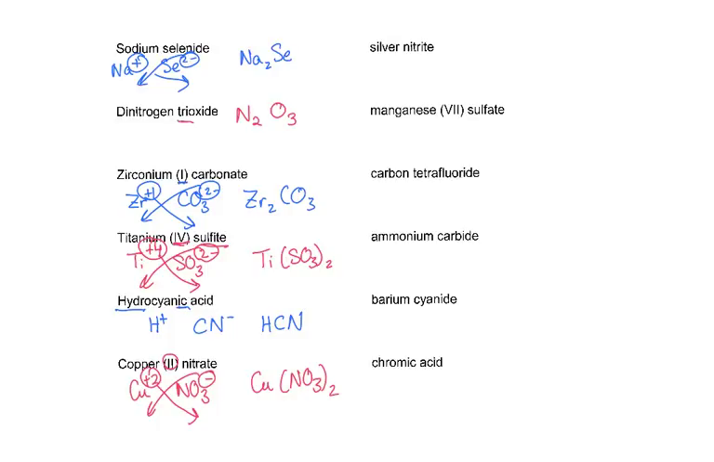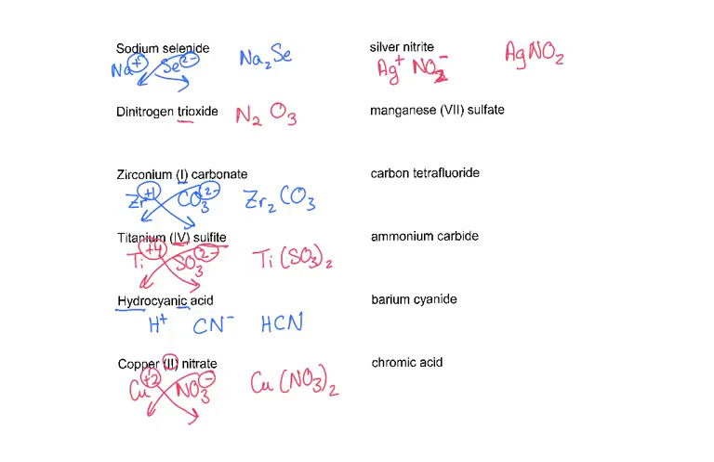Silver nitrite. This is also ionic. So we need to balance out our charges. Silver is always +1. Nitrite is NO2-. So +1 -1, so we just need one of each. So AgNO2.